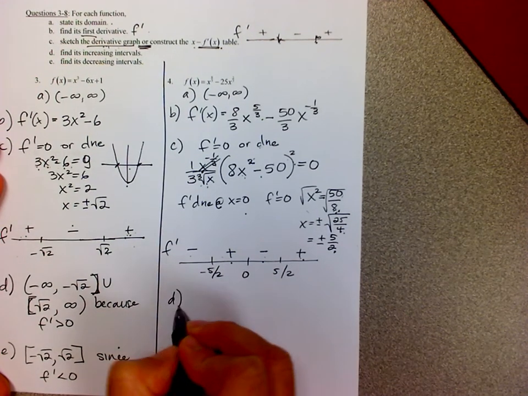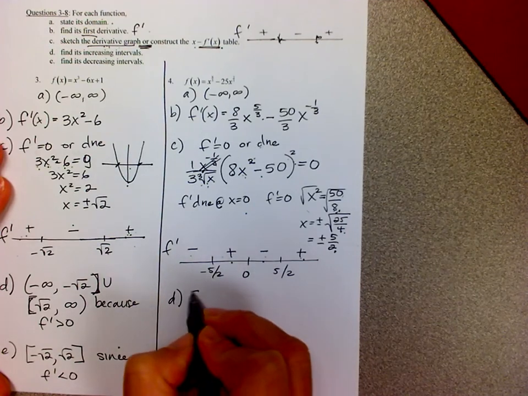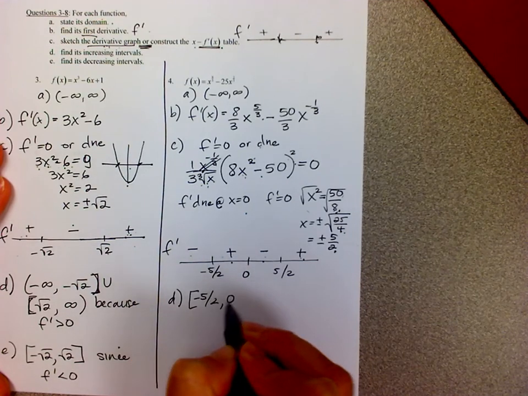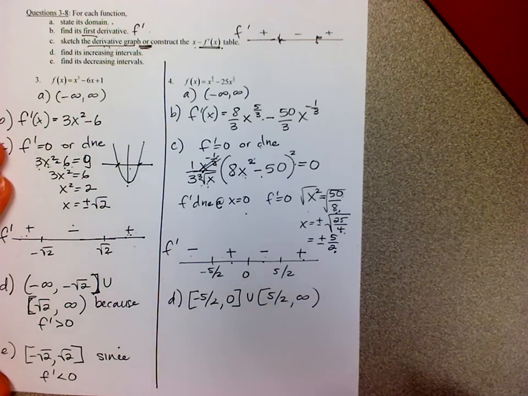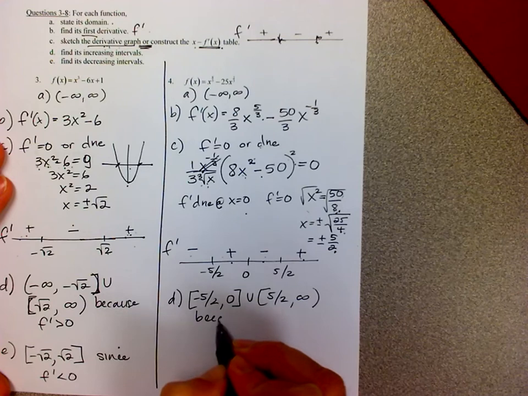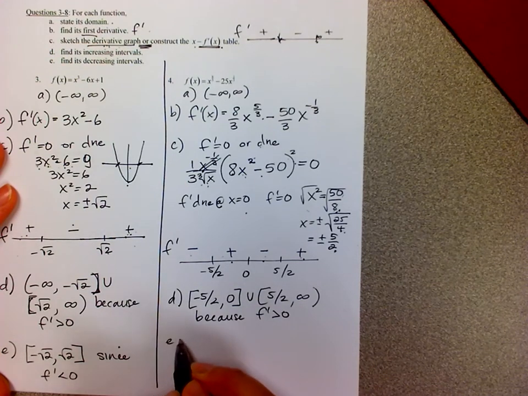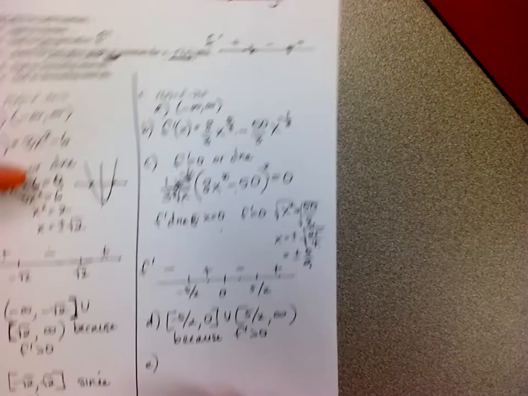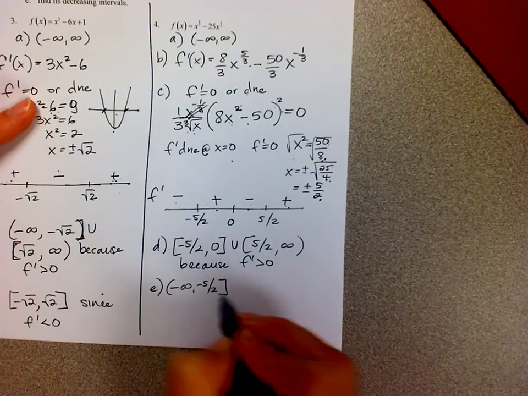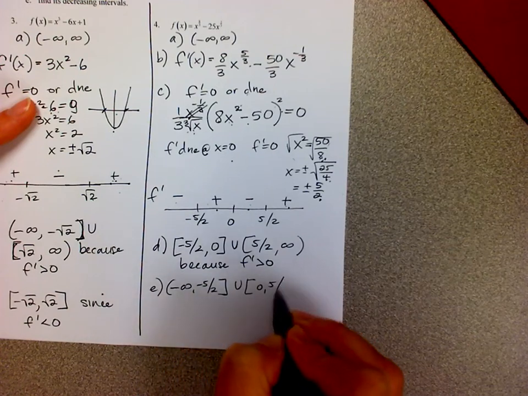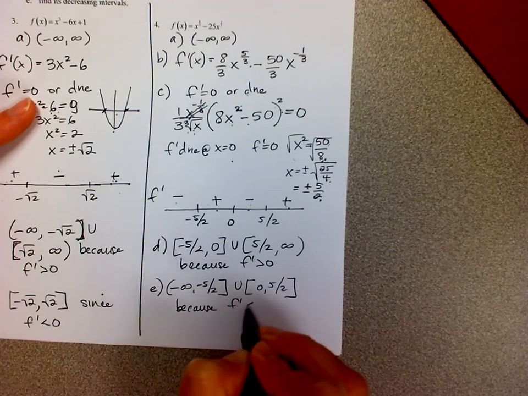Because now we're just going to state our intervals, where the increasing intervals are where f prime is positive. So my increasing intervals are from -5/2 to 0 and from 5/2 to infinity, because f prime is greater than 0. And then E, we're going to say the decreasing intervals were from -infinity to -5/2 in union with 0 to 5/2, because f prime was less than 0.